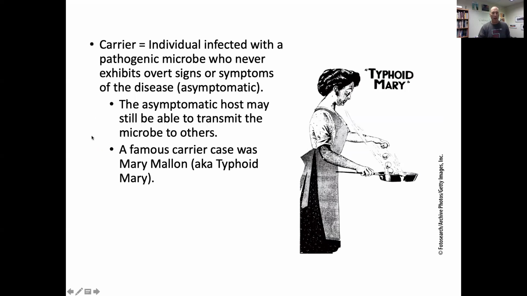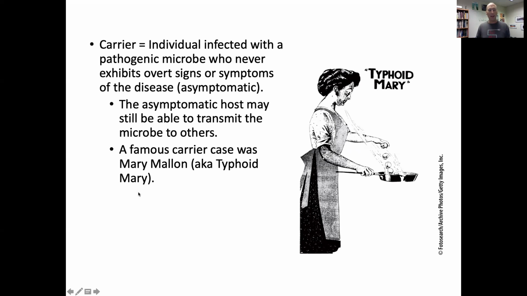All right, another term, carrier. A carrier is an individual who is infected with a pathogenic microbe, but never exhibits overt signs or symptoms of the disease. In other words, they're asymptomatic. This is a term that you've probably heard a lot in the context of COVID-19 because as many as 40%, 50% or more of the people who are infected with the SARS-CoV-2 virus don't show any symptoms, but they can still infect other people, right? So they're asymptomatic. This used to be a concept that not as many people were familiar with, but now it seems to be in everyday usage.